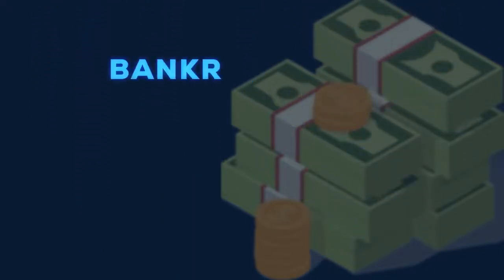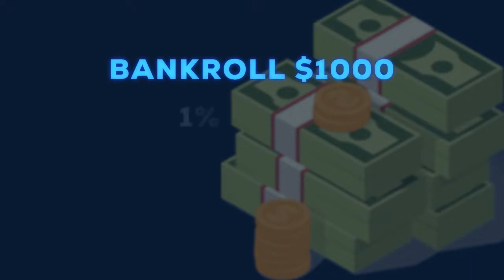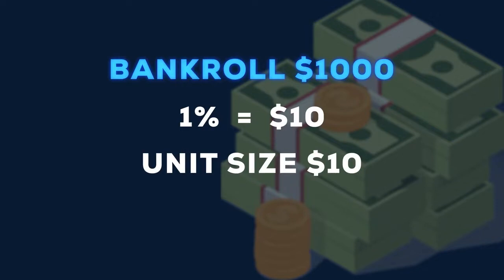For example, if your initial bankroll is $1,000, 1% of that would be $10, so your unit size would be $10. If you want to bet 2% per wager, that would be $20.